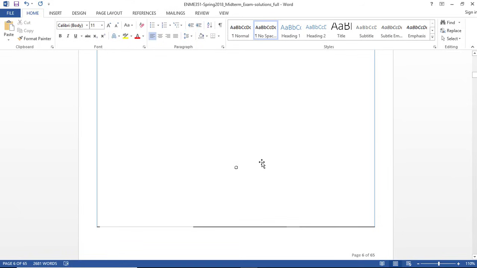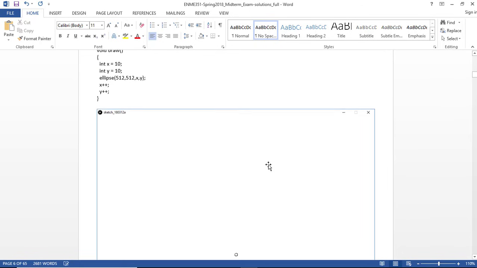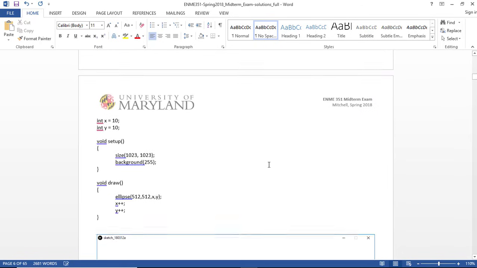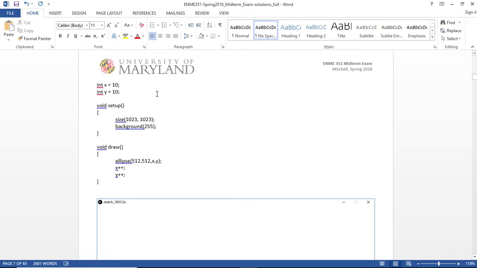But this guy will remain in the center of the screen with a constant semi-major and semi-minor axis. Now, version 2, on the other hand, we declared int x and y as global variables before our setup function. And then in draw, we once again increment x and y by 1.